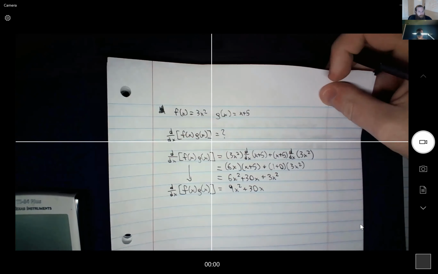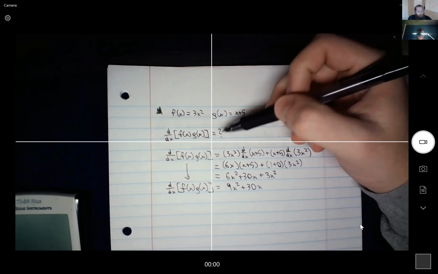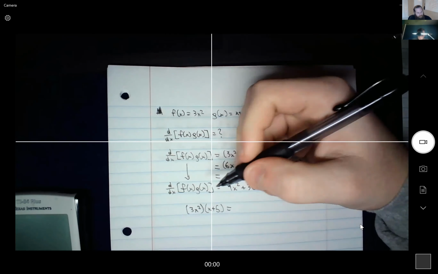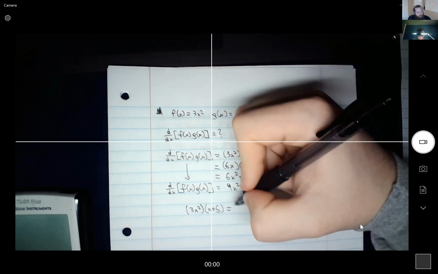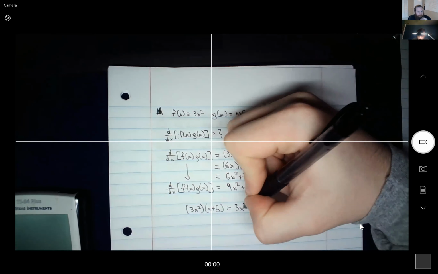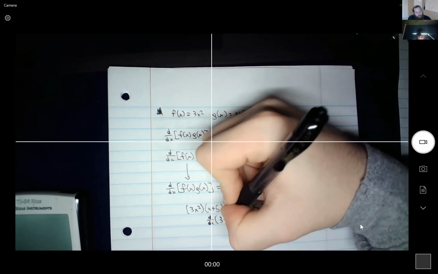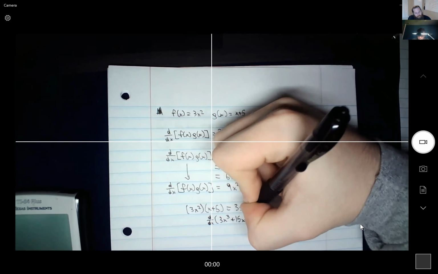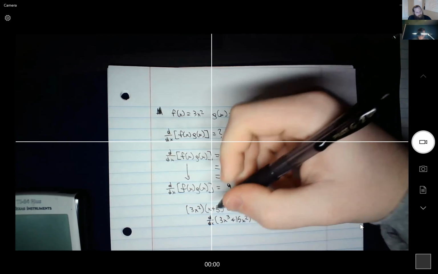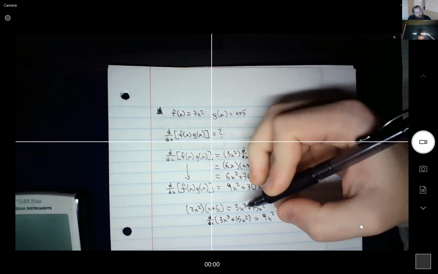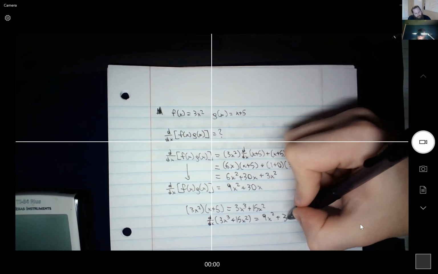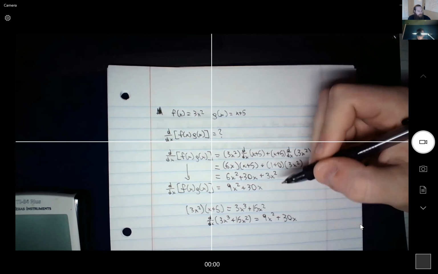But you don't have to do it this way. You could easily just combine 3x squared and x plus 5 at the beginning and do a normal derivative. So 3x squared times x would be 3x to the third, and 3x squared times 5 is 15x squared. If you take the derivative of 3x to the third plus 15x squared, the derivative of 3x to the third is 9x squared, then the derivative of 15x squared is 30x, and you get the same answer.